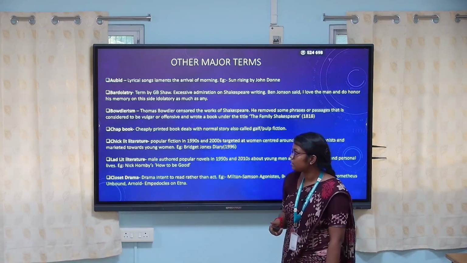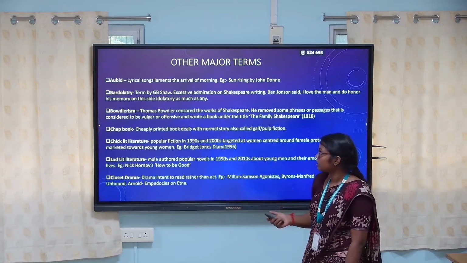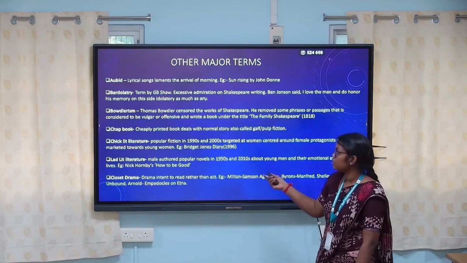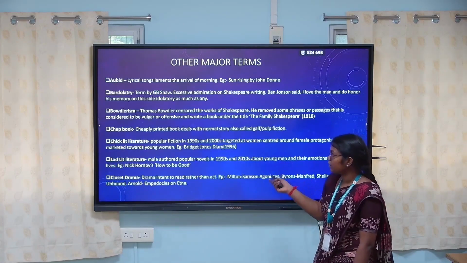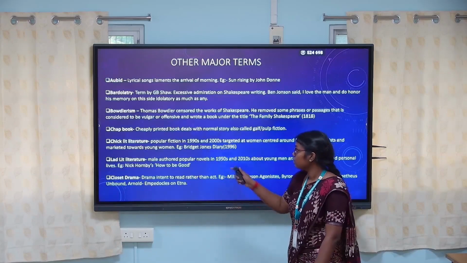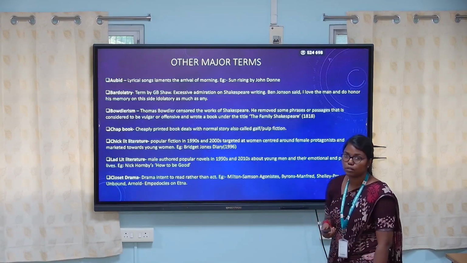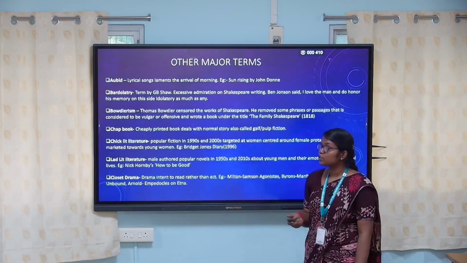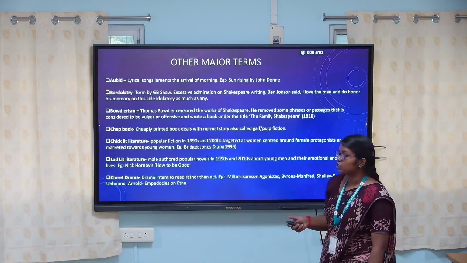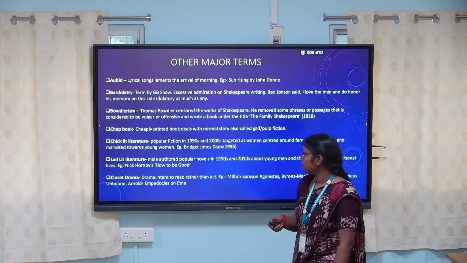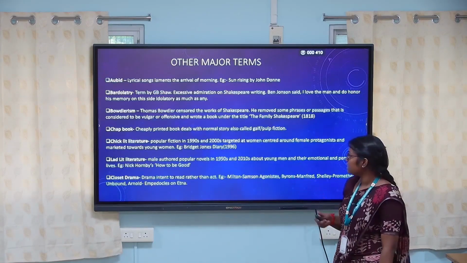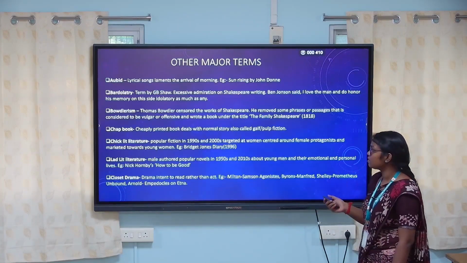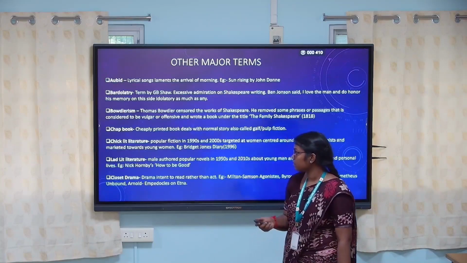The next is lad literature, which is quite the opposite of chick lit. Chick lit deals with women and their livelihoods, whereas lad literature is about male-authored popular novels. Lad literature was very popular in the 1990s and 2000s, and it talks about young men and their emotional and personal lives. For example, we have Nick Hornby's How to Be Good.